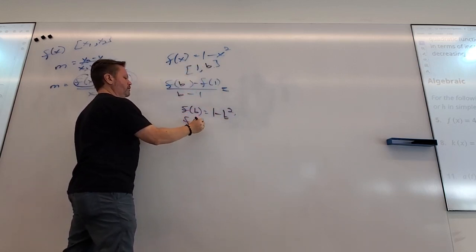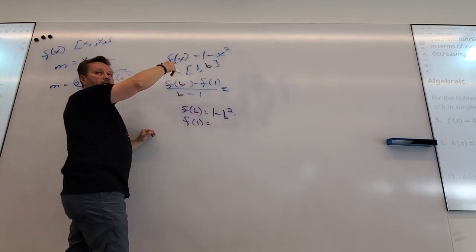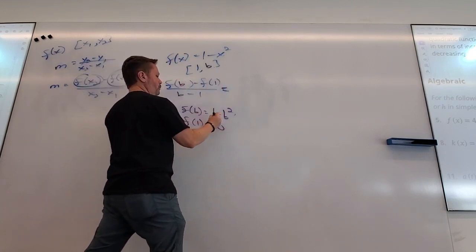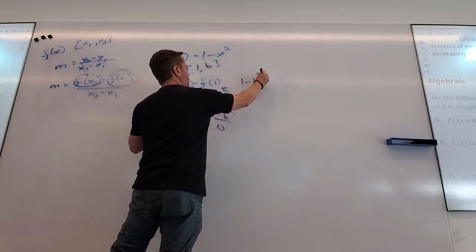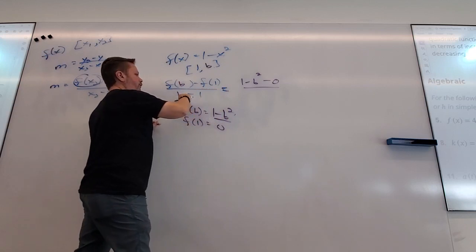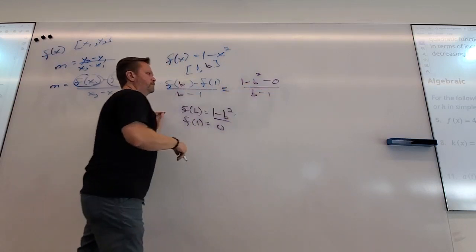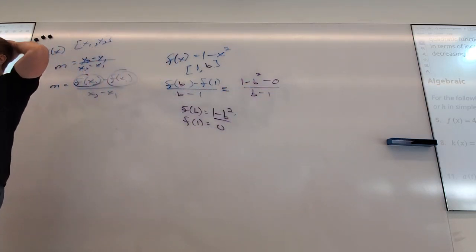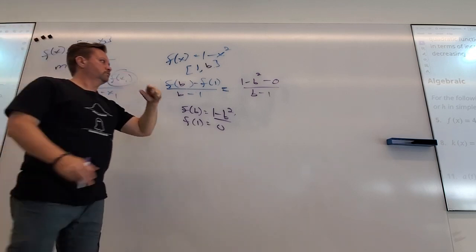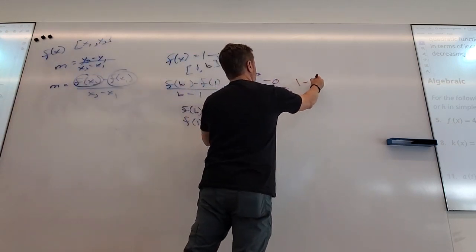Now what's f of 1? We did that one earlier. 0. Still 0. So up here I get f of b is 1 minus b squared minus 0 over b minus 1. Anything minus 0 is itself. So 1 minus b squared.